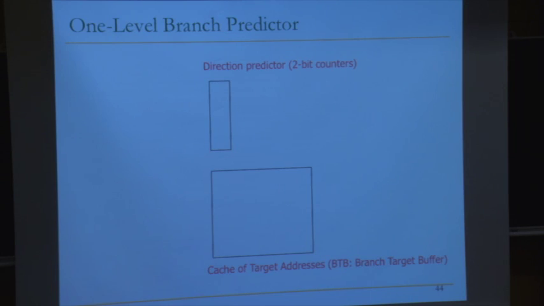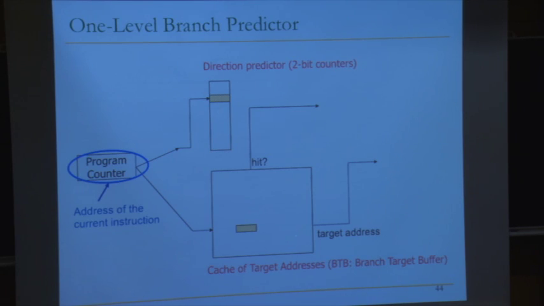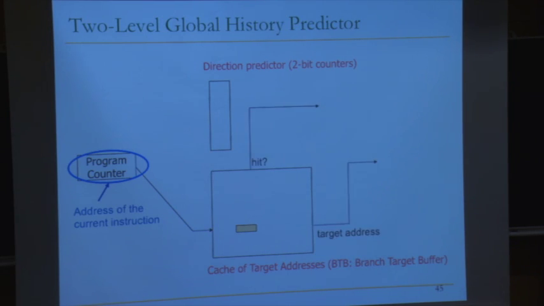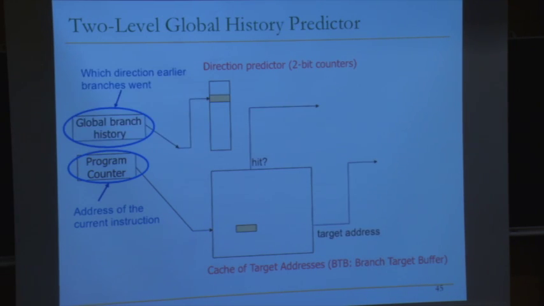Okay, so let's recap a little bit because we're going to get more complicated. Remember, this was our one-level branch predictor. We took the program counter, we indexed the BTB, and we also indexed this direction predictor of 2-bit counters, which could actually be incorporated into the BTB itself. And that's what we got. In the 2-level global history predictor, we not only use the program counter to index; now we use the program counter just to index the BTB, and we use the global branch history to index the direction predictor.